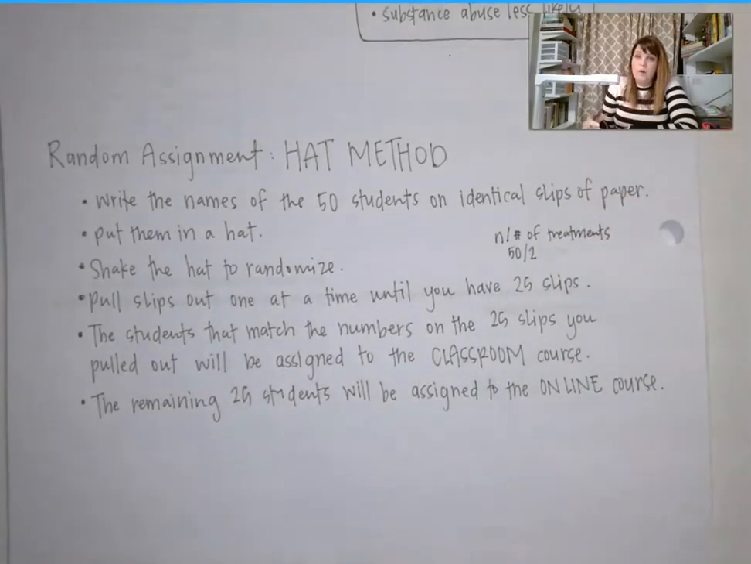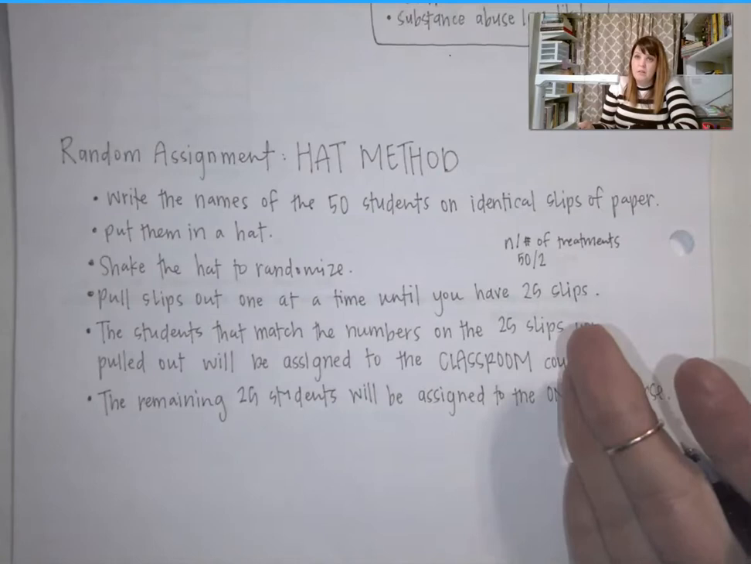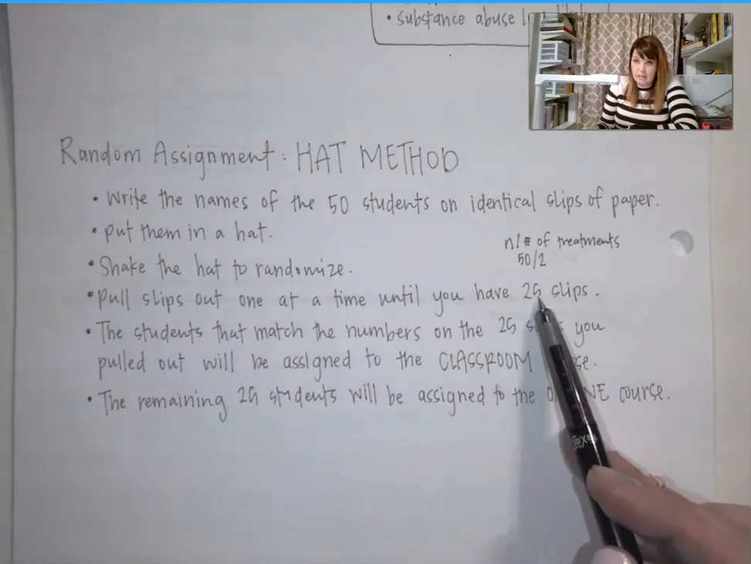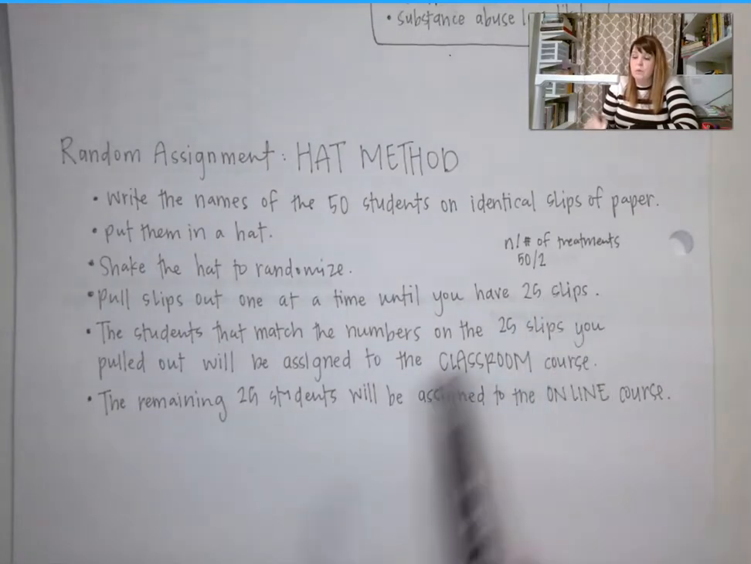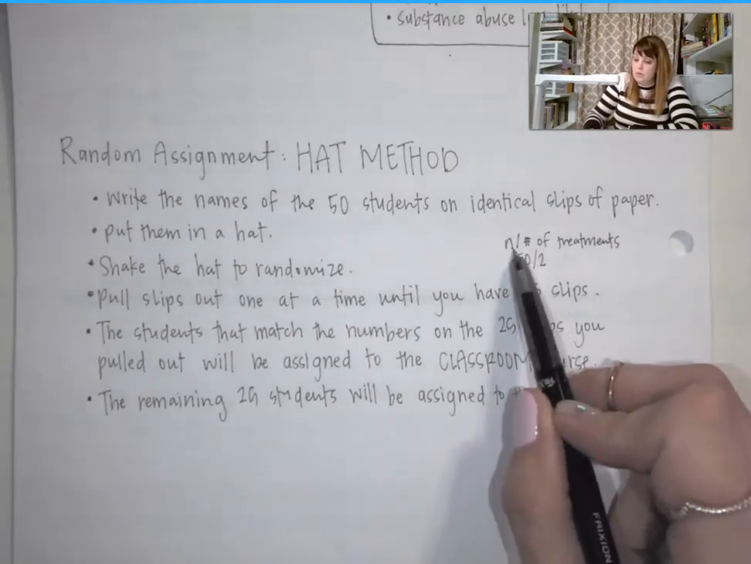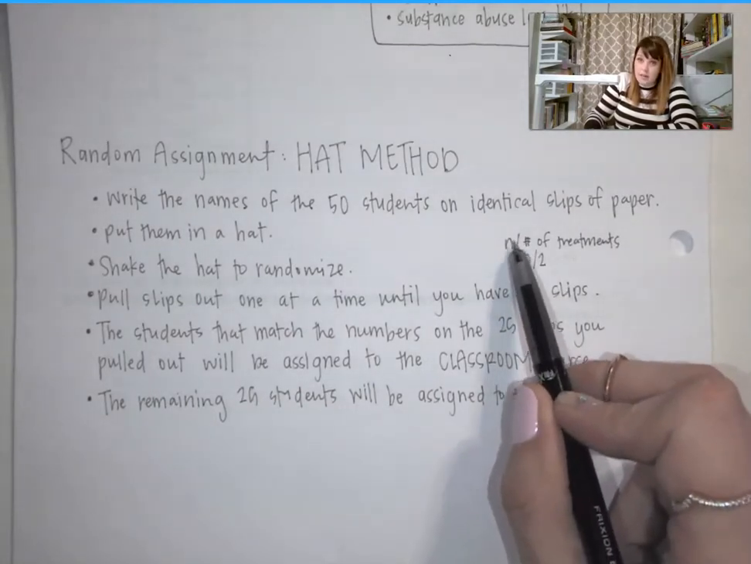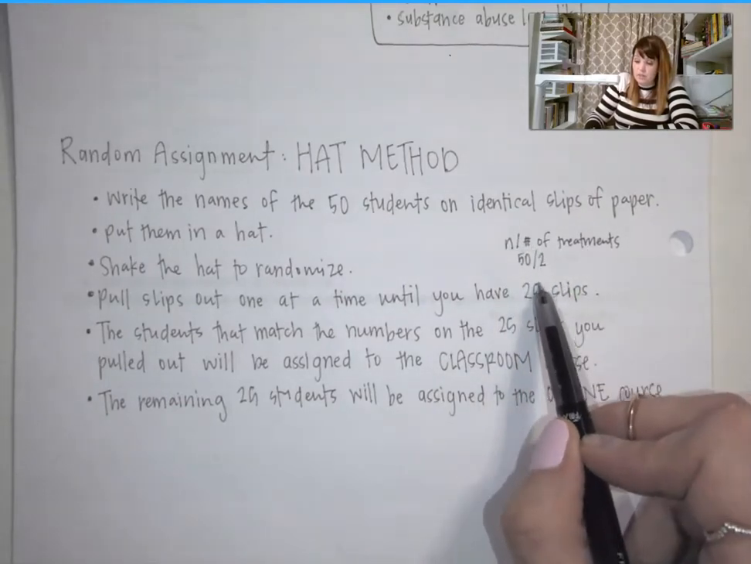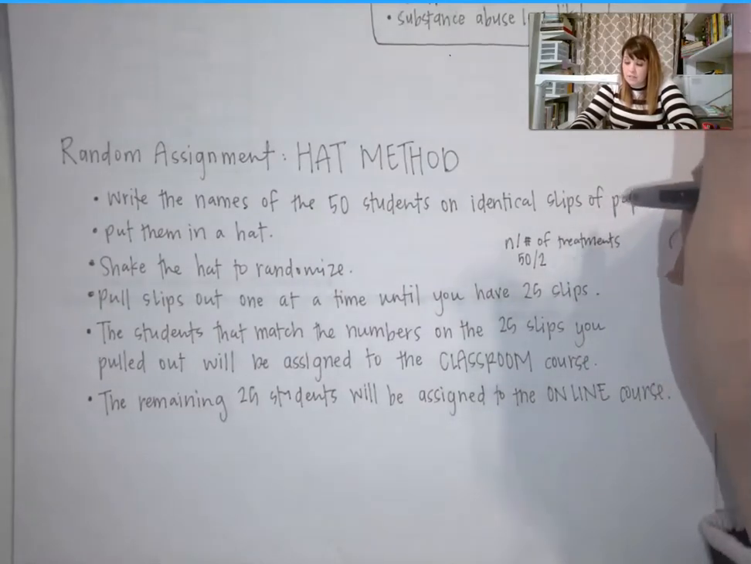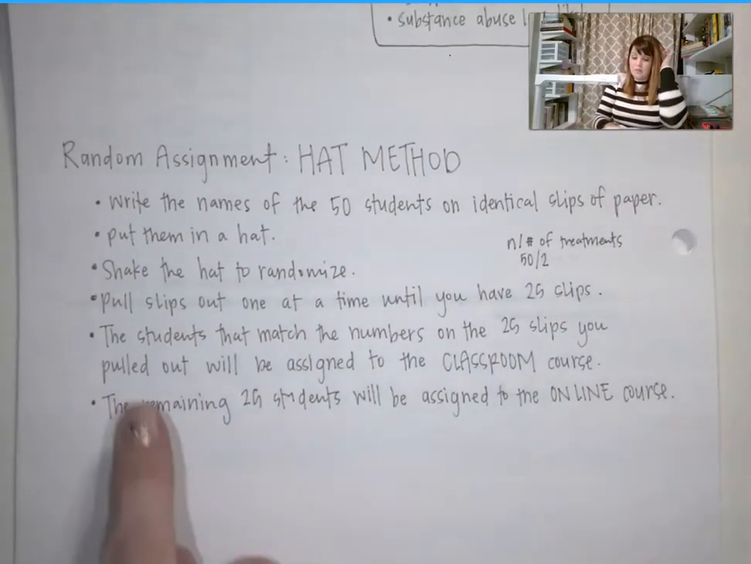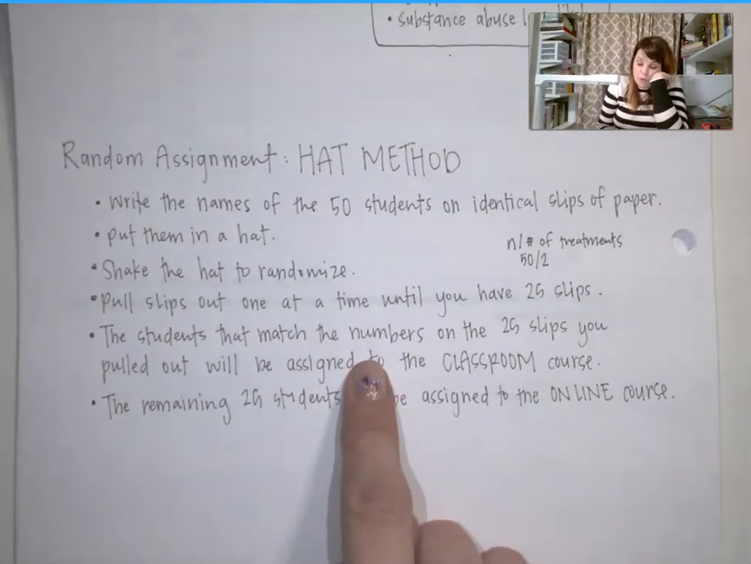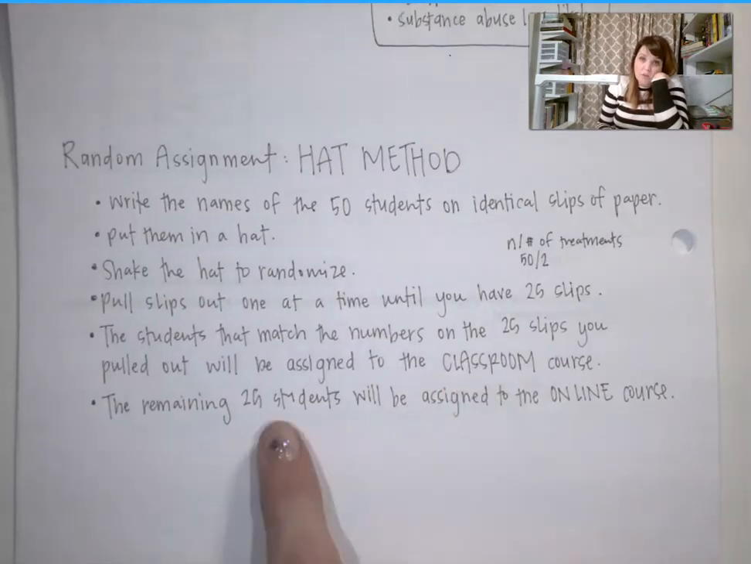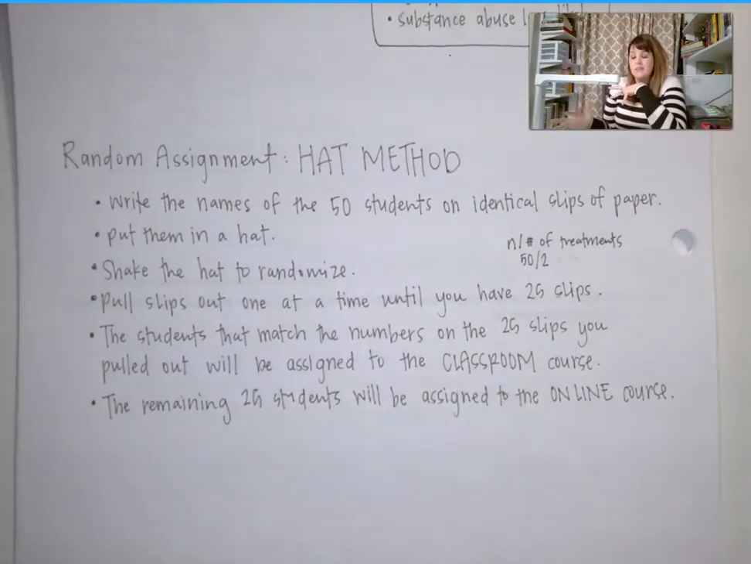You can use that always. When we have something more simple like 50 students that we're going to split into 2 groups, the number in each group seems very straightforward, but once we include more treatments, we're going to want to remember this: your sample size divided by your number of treatments. So 50 divided by 2 is what gives us the 25 slips. The students that match the numbers on the 25 slips you pulled out will be assigned to the classroom course. The remaining 25 students will be assigned to the online course.